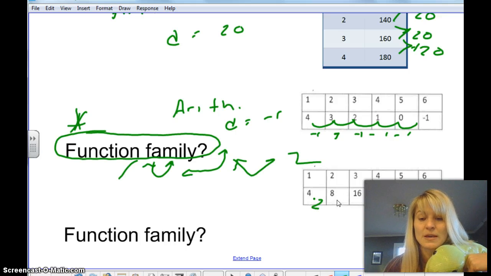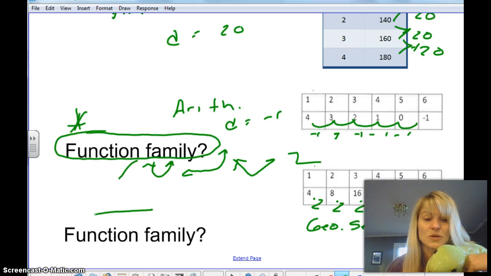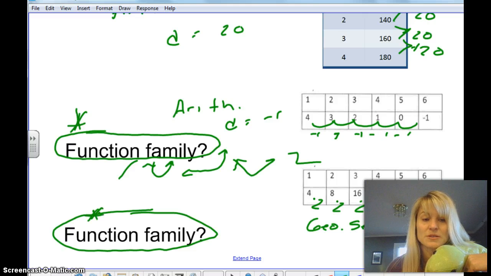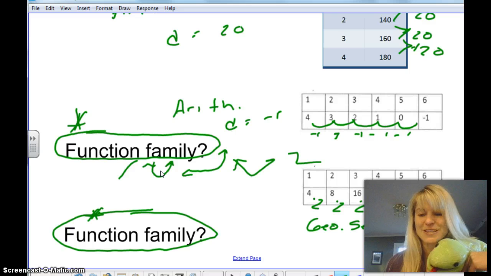4 times 2 is 8. And then if it's geometric, this should be 2. 8 times 2 is 16. 16 times 2 is 32. And if I keep going, it's multiplying by 2. So this is a geometric sequence, right? And the ratio is 2. It's going up by 2 each time. So I'm going to ask you the same question here. What function family do you think geometric sequences belong to? Linear, quadratic, exponential, absolute, or piecewise? So you have 2 questions to answer and some good notes to have. And we'll see you in the morning.